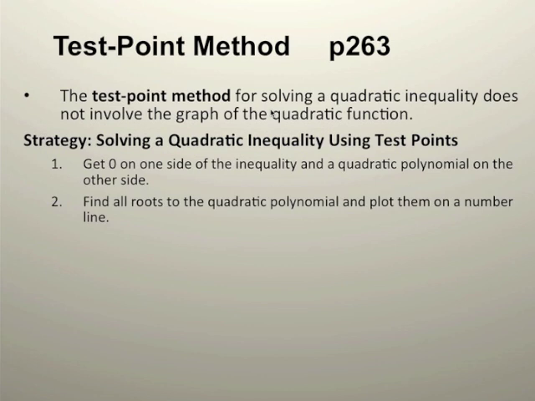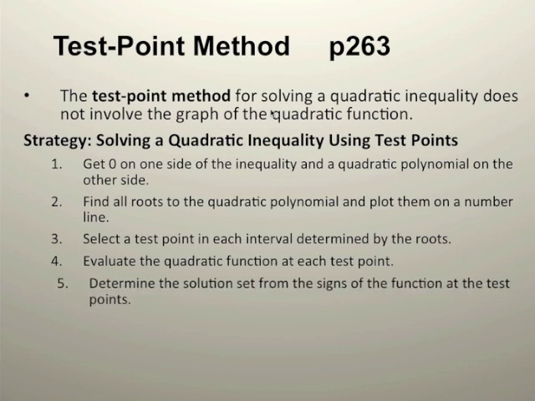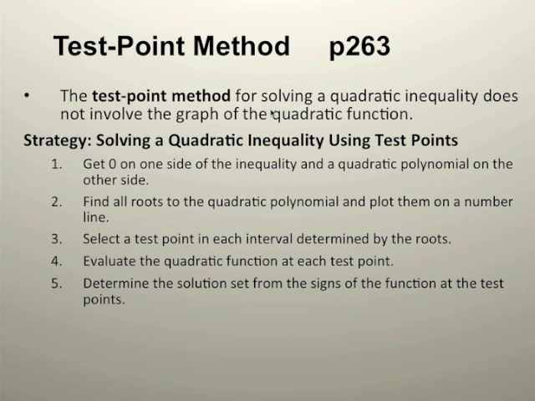And you find all the roots of the quadratic polynomial and plot them on the number line. You do that by putting in a 0 and solving the quadratic equation. You select a test point in each interval determined by the roots and evaluate the quadratic function at each test point, and determine the solution set from the signs of the function at the test points.